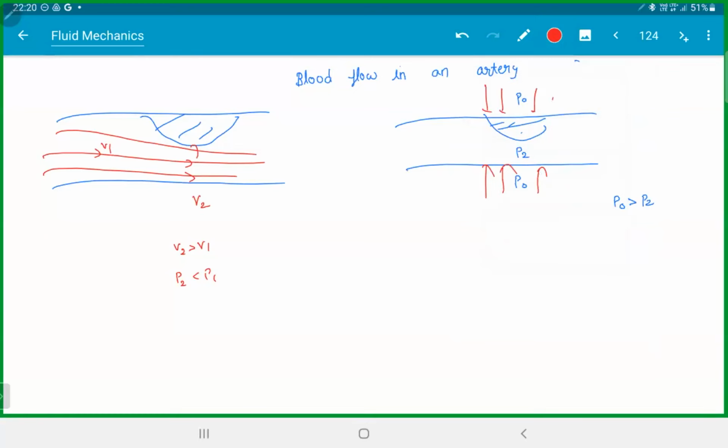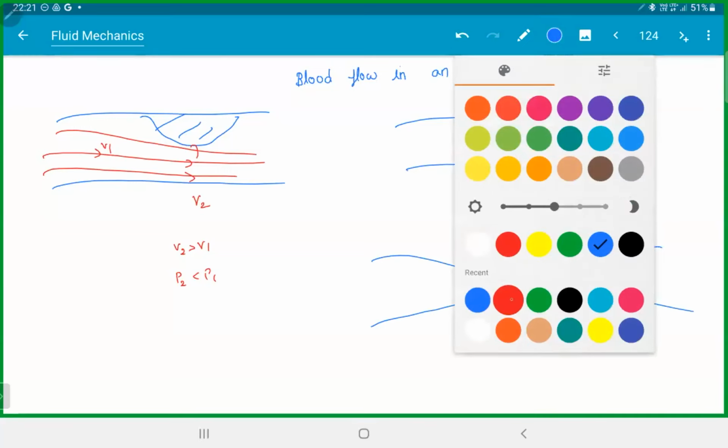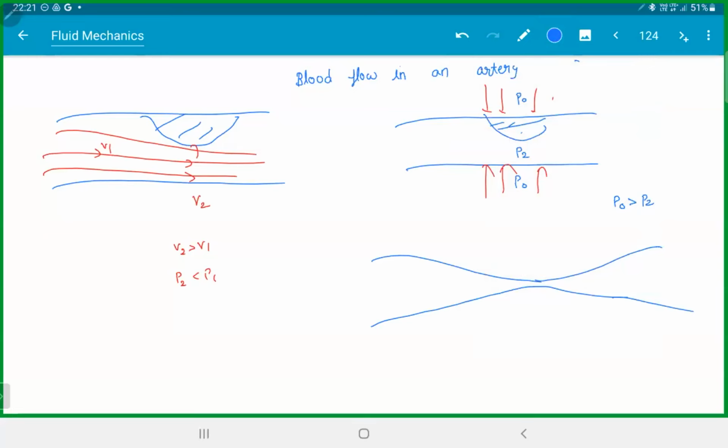So at some point, your artery loses that elasticity. The artery actually collapses. Because the pressure outside is more than inside, the artery collapses and the blood flow stops. If this happens in the coronary artery, in the heart, we call it a heart attack. The heart stops getting the blood supply.